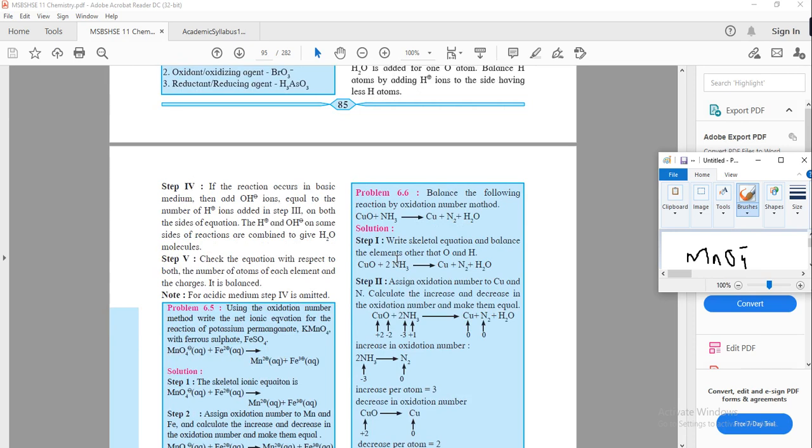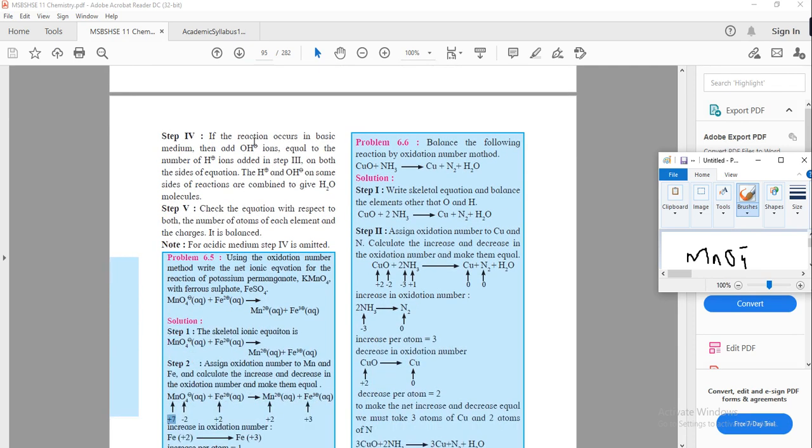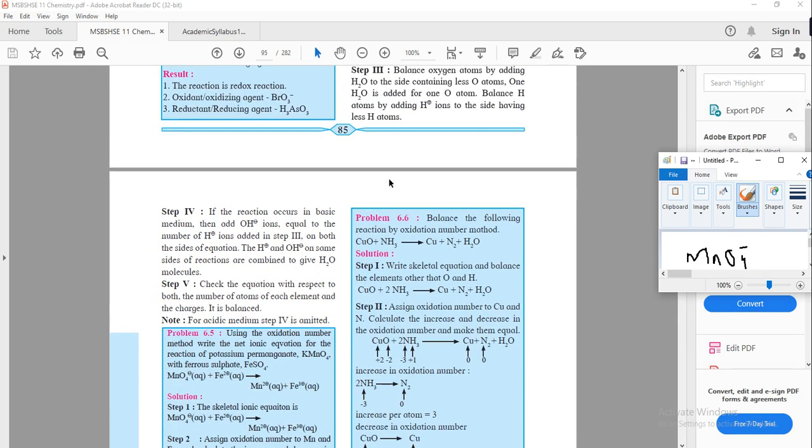Yes. Now the fourth step is: if the reaction occurs in a basic medium, then add OH minus ions equal to the number of H plus ions added in step 3. So if the reaction is in a basic medium, we add OH minus ions, the same number as the H plus ions we added. The H plus and OH minus on the same side react and combine to give H2O. Understood?